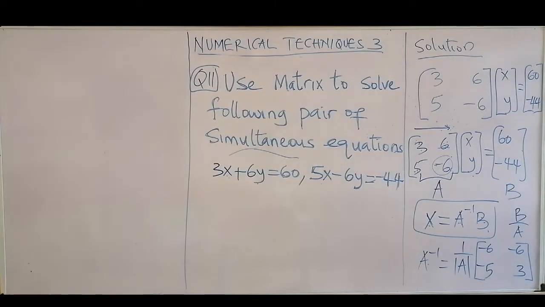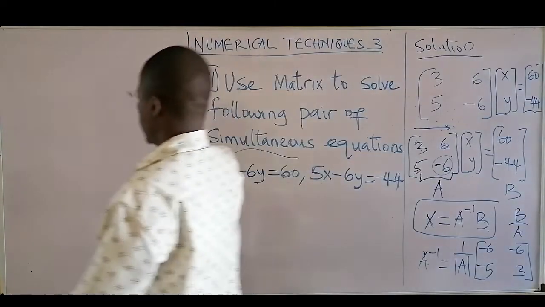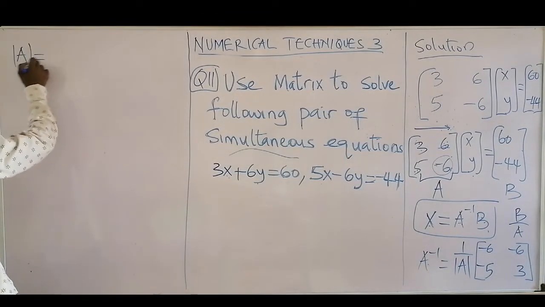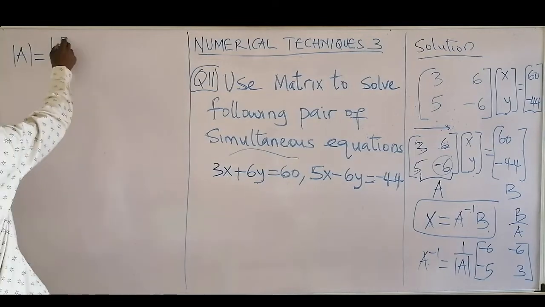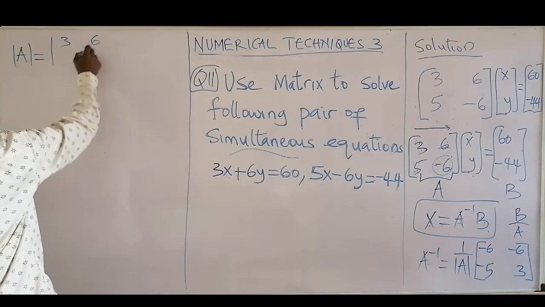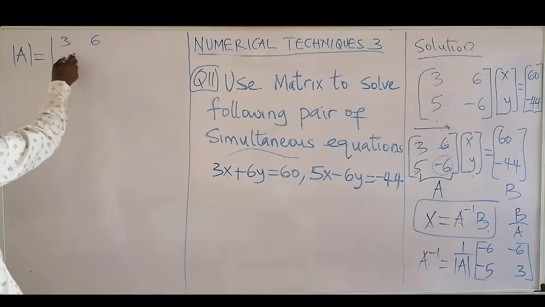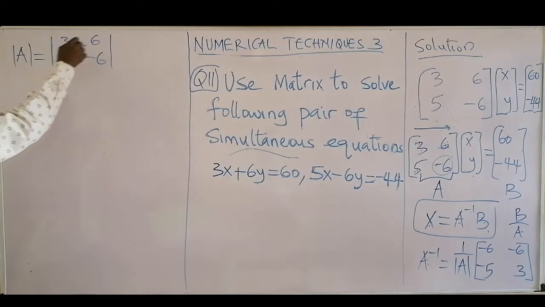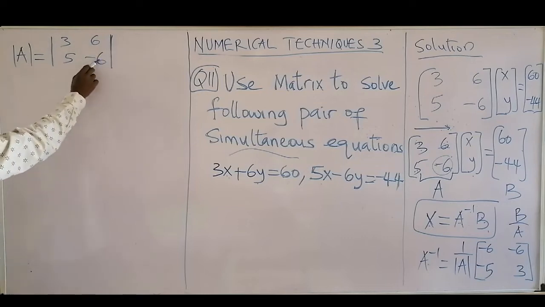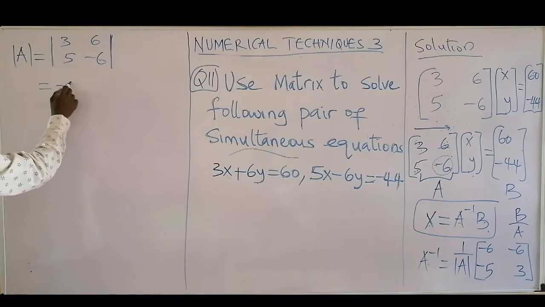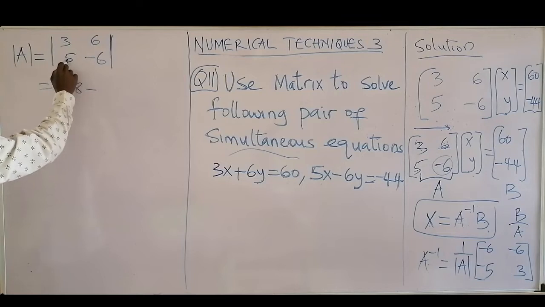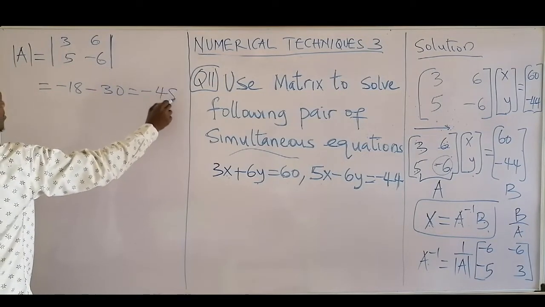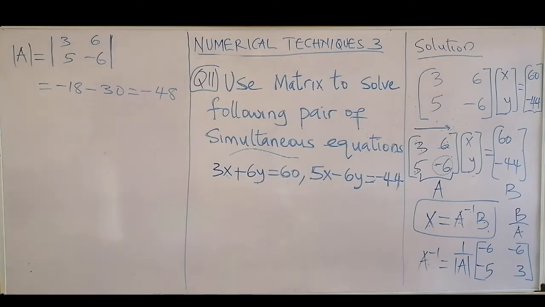So let's get the determinant of A. For a 2 by 2, the determinant of A, 3, 6, 5, minus 6. This is the symbol for determinants. That will be this one times this one, that's minus 18, and minus this one times this one, minus 30. So that's minus 48. So that's the determinant of A.